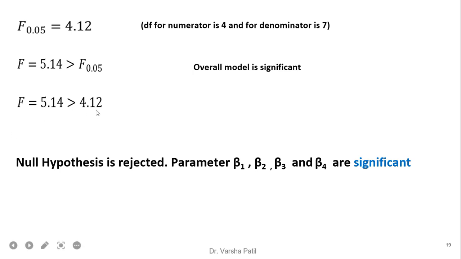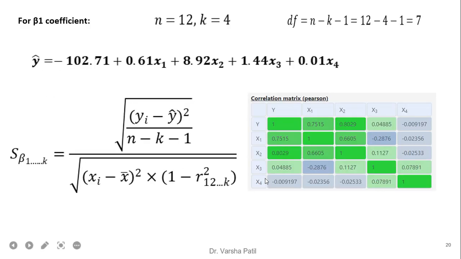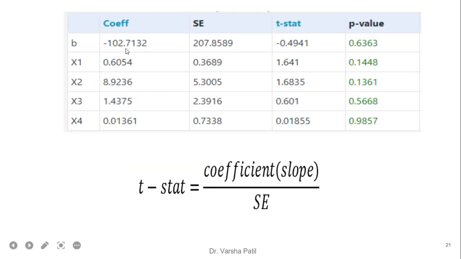5.14 is greater than 4.12, therefore this is rejected and the parameters are significant in nature. For the t-test we are required to use all this regression of the first variable with the second, the first variable with the third, and the first variable with the fourth. It is very difficult to find this table manually, so we are directly using the table like this.